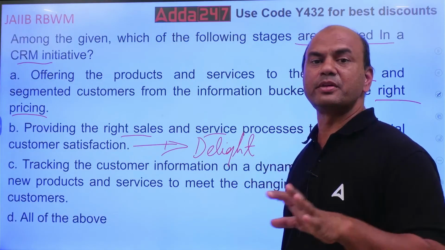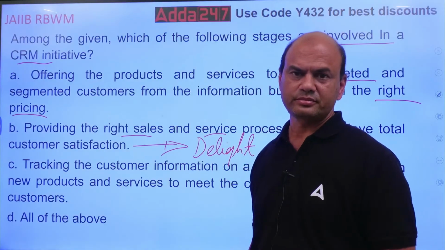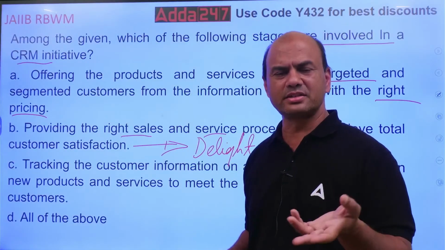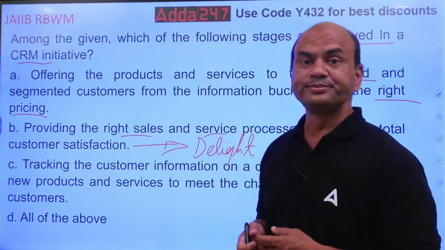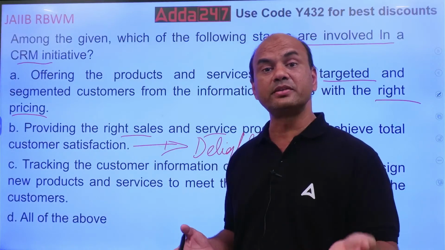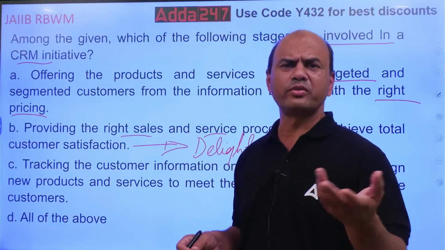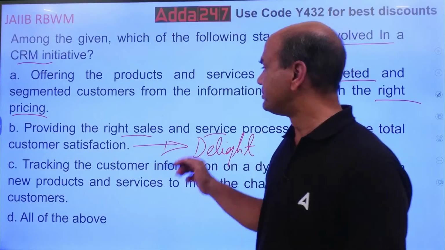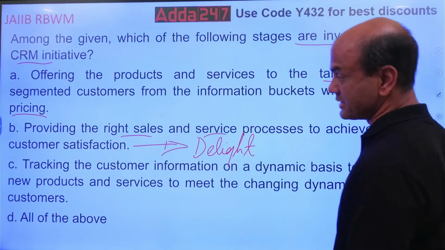I'll give you a simple example of satisfaction and delight. I come to you to open a savings account. Satisfaction means you open that savings account, give me my debit card, checkbook and all these things, satisfied. Delight means you give me something additional, a term insurance free when I open the savings account. You're giving me something extra. Who doesn't want free? Everyone wants something free. Delight.